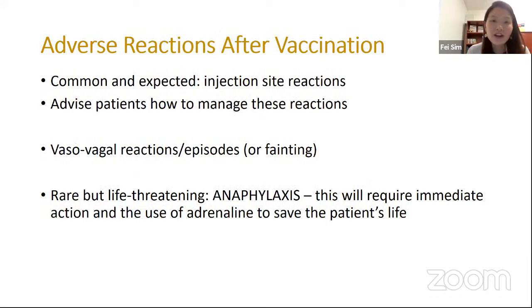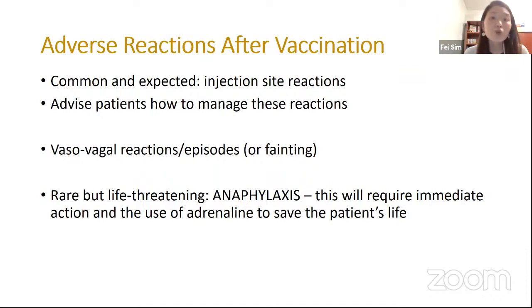And also adverse drug reactions. We teach all our students about common adverse drug reactions and severe adverse drug reactions following vaccination. Very commonly we would expect some local injection site reaction. If you inject into the deltoid muscle on the upper arm, sometimes the area might be a bit red, it might be swollen, it might be painful to touch, and all of those are common and expected, and people can take paracetamol and use ice packs.